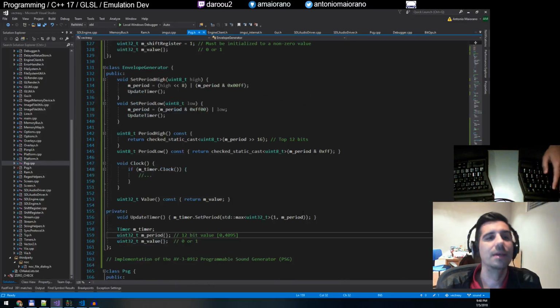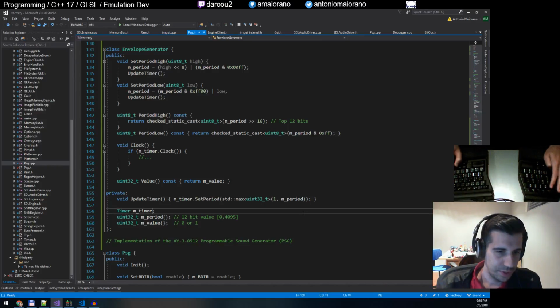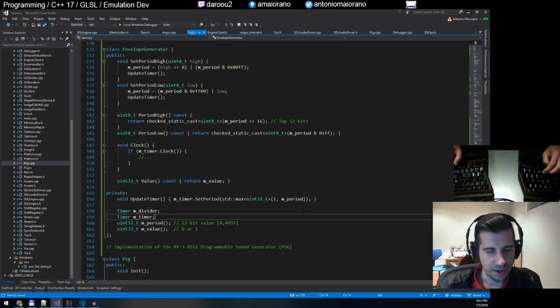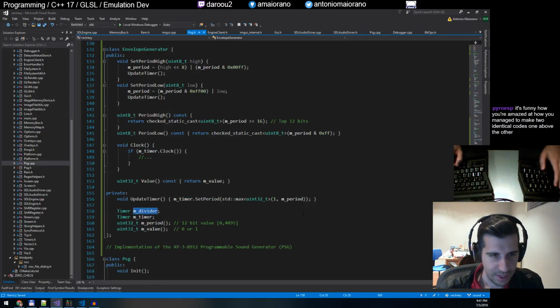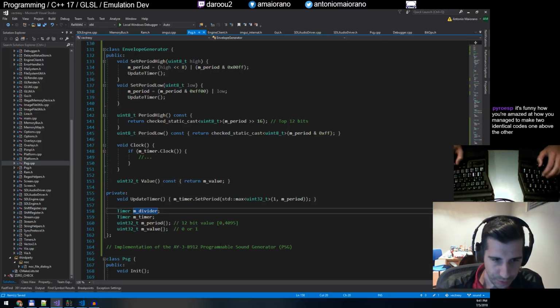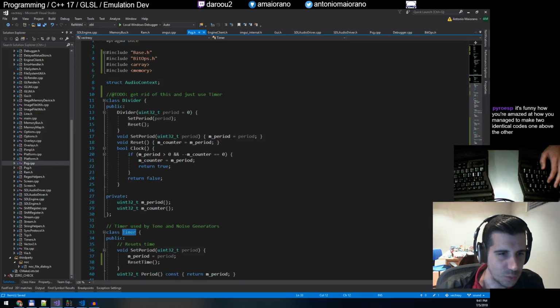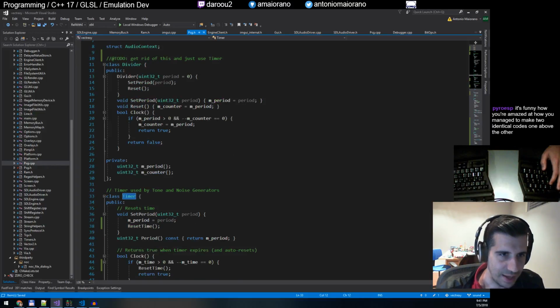All right, so let's do a timer, and I'll call the name of this timer divider, and then I'll call the other one a timer. And what we'll do is we'll set... Okay, yeah, there was something about... That's one difference with my divider: this one had a constructor. So I'm going to do the same thing here.